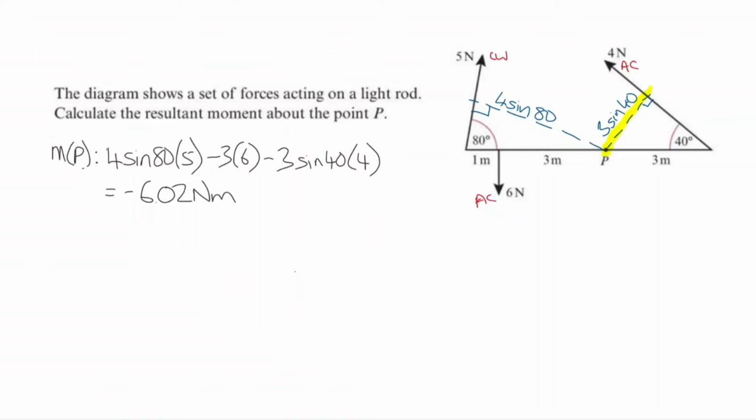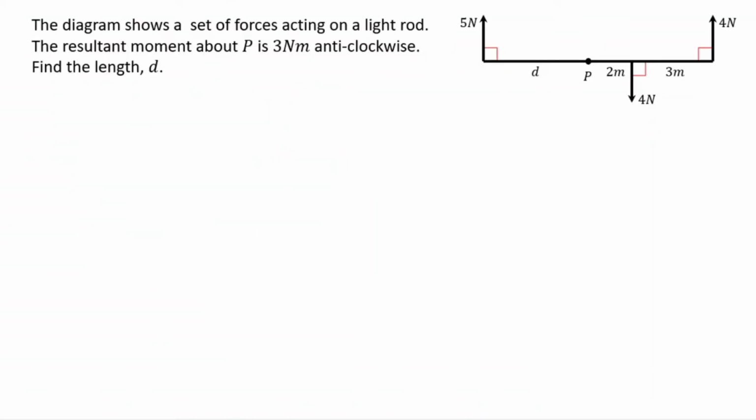Really, all of this should just go into our calculator now, all in one nice line, and we get negative 6.02 Newton meters. That is 6.02 Newton meters anti-clockwise. Okay, always stating the direction of the overall resultant moment. And just before we wrap up here, I just want to show you how that little bit of knowledge and technique around resultant moments could easily turn into a problem-solving question.